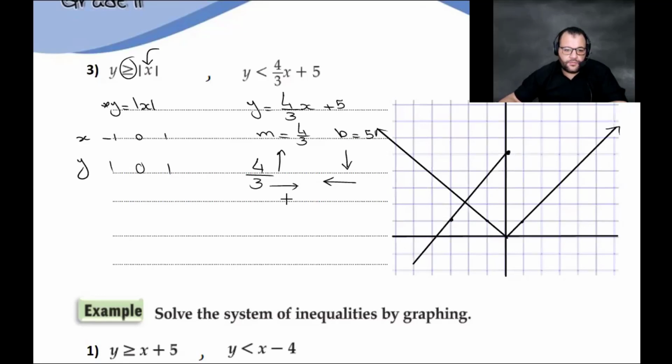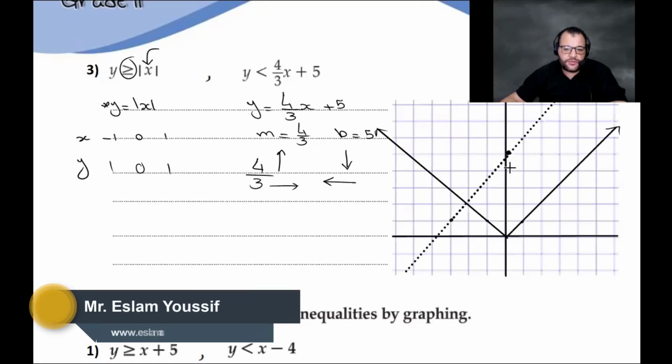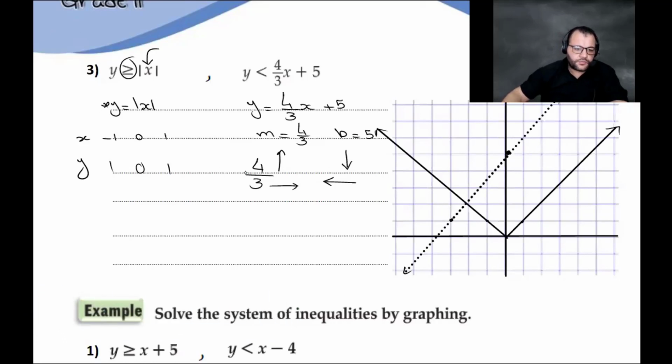Sir, why did you go down? Instead of going up and right, we can go down and left. Is the slope positive or negative? Is the line increasing or decreasing? It's the same thing. Now we have 4 over 3, positive divided by positive is positive. You can convert it to -4 over -3, negative divided by negative is positive. So -4 means going down. How do we write -4 or 4? It depends on the graph. Is there any place to go up? There is no place here.